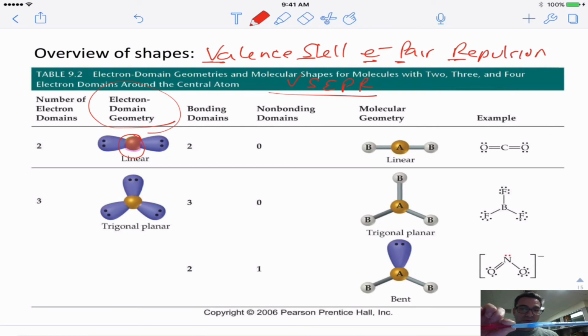I don't think this is working well with the camera, though. I'm going to do this in class with you, but this just gives you an idea of what linear looks like. I'll redo this in the classroom.